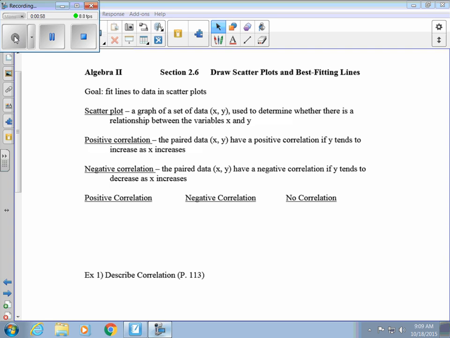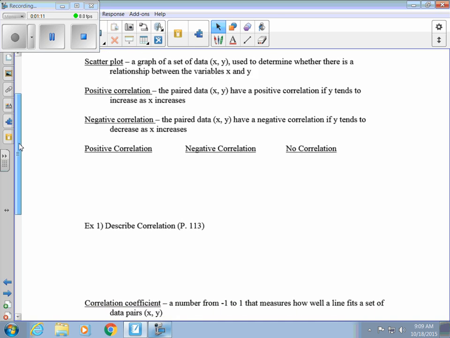So when we look at our negative correlation, that's if the paired data has a negative correlation if y tends to decrease as x increases. So as one of the variables increases, the other decreases.